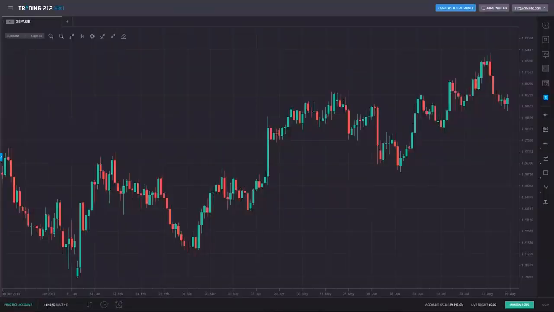We've got this on a daily chart going back to the end of 2016. So each candle represents a day's worth of trading. We don't have any other information on the chart apart from what the price has been doing. So let's add our MACD.